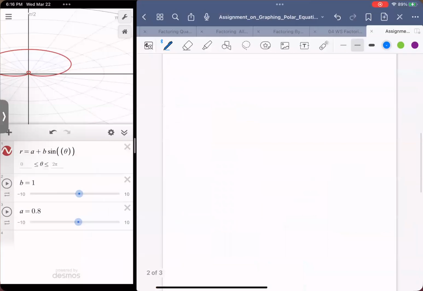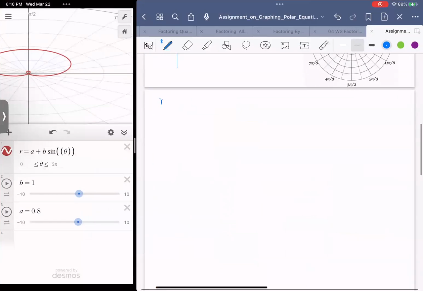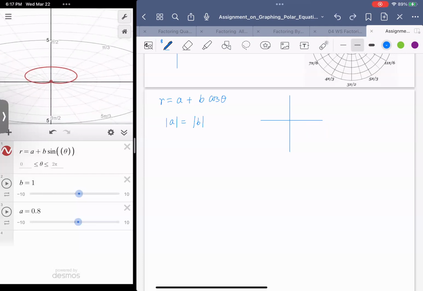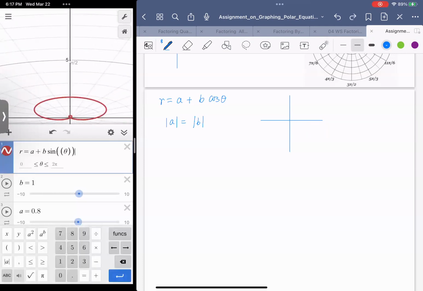So your basic shape, you say A plus B times cosine theta, right? So if the absolute value of A equals the absolute value of B, this is a cardioid. It has that kind of shape. Let me do it here.